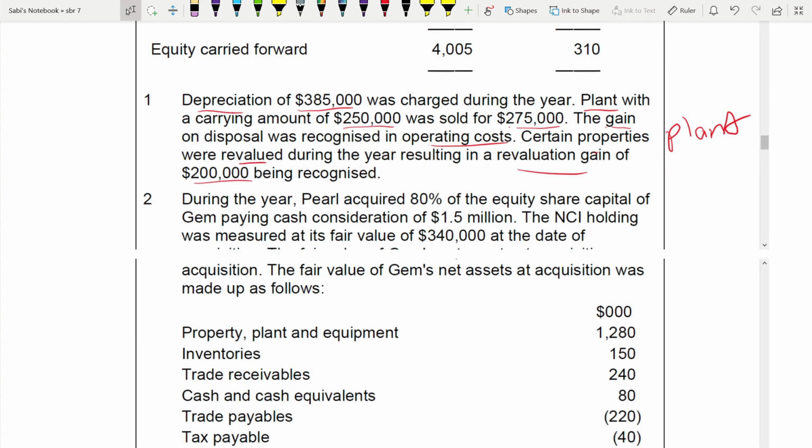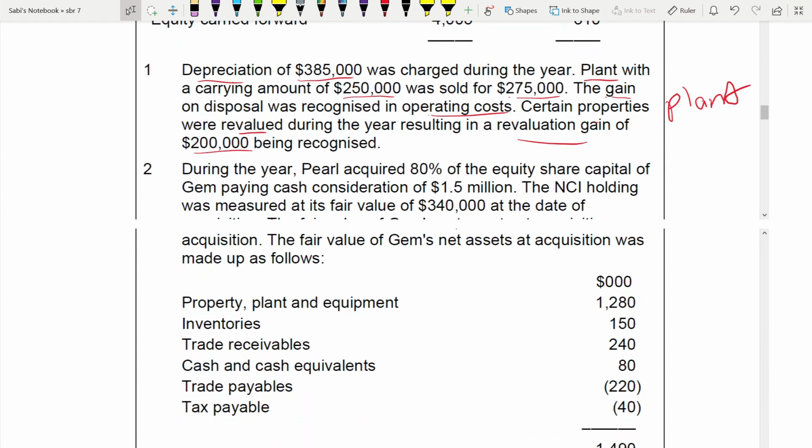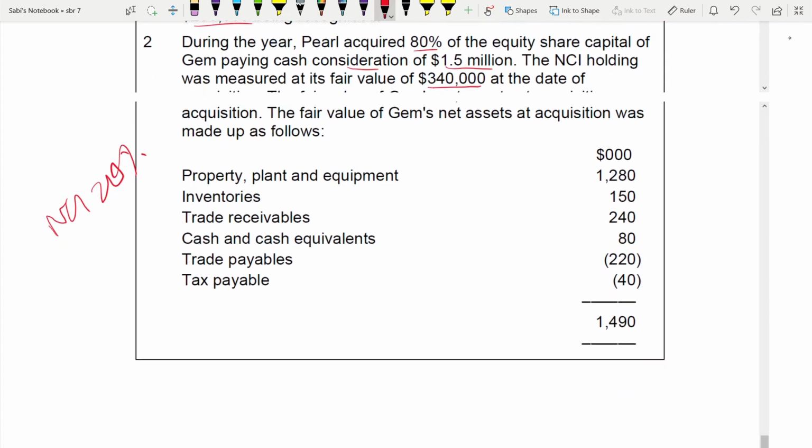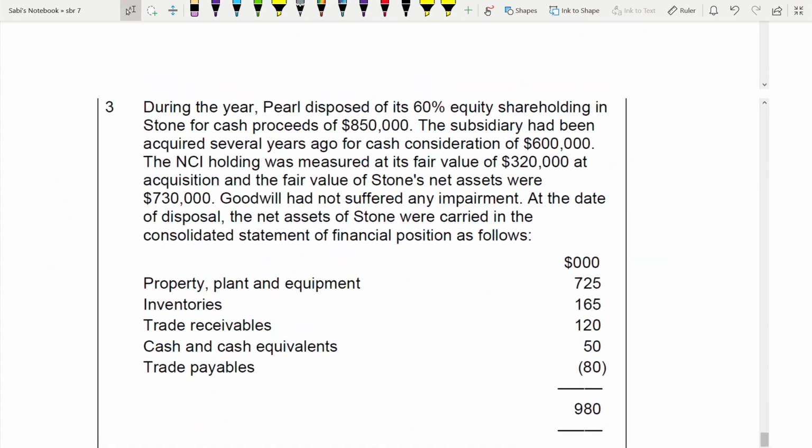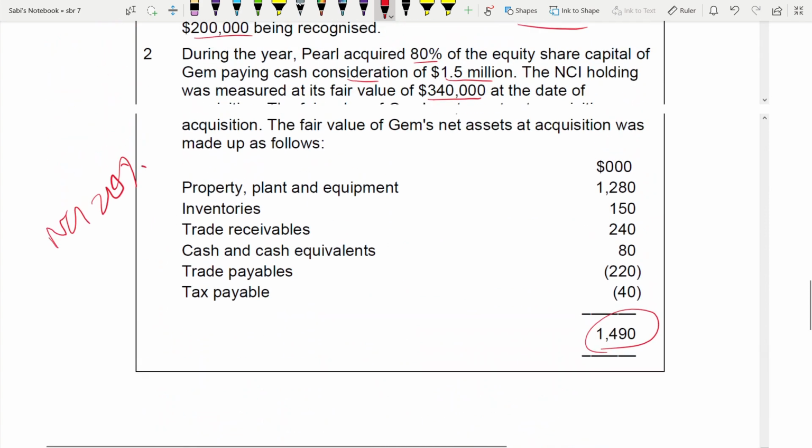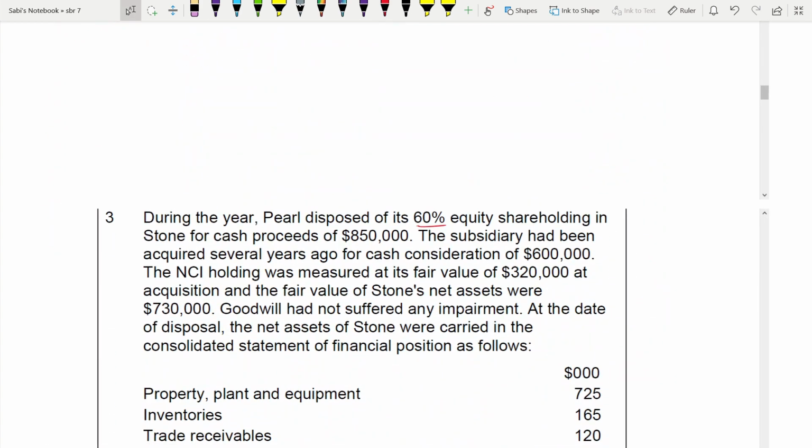2. Okay, they have acquired 80%. That means NCI is 20%. Fair value of NCI has been given as 340,000. Consideration has been given as 1.5 million. And fair value of net asset is 1,490. 3. They have acquired another company which is at 60%. You tell me whether the second and the third are subsidiary or not. Both are subsidiary because more than 50%.